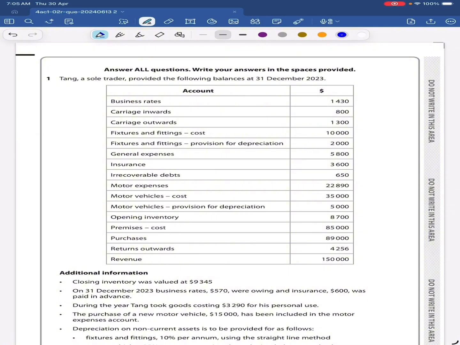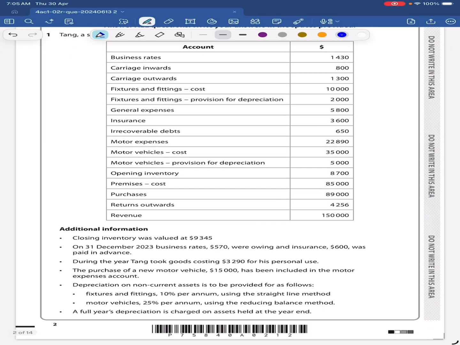revenue. And we have a set of additional information: closing inventory of 9345 on 31st December 2023, business rates 570 were owing, and insurance 600 was paid in advance. During the year, Tang took goods costing 3,290 for his personal use. The purchase of a new motor vehicle, 15,000, had been included in the motor expense account.